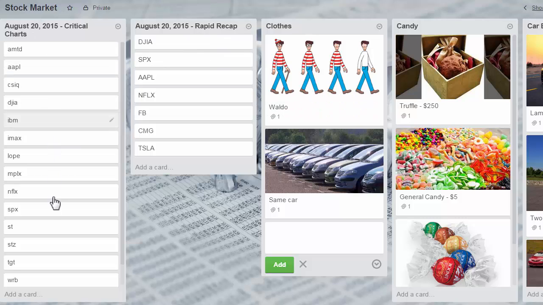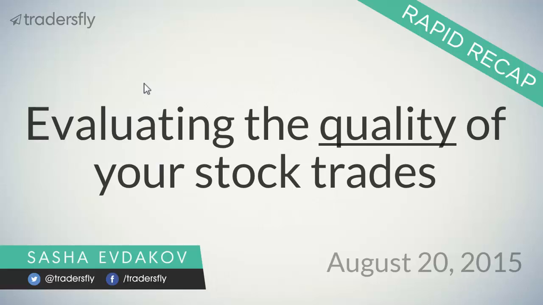If you're members of the Critical Charts, I posted some of these charts over there in the Critical Charts. So go ahead and log in and check those out, as well as the notes that are associated with them. In either case, today's rapid recap, our focus is really about evaluating the quality of your stock trades. And based on how the market's been acting and performing, it's no surprise that we get a little bit of a sell-off.